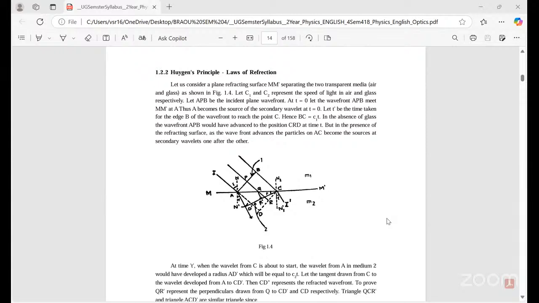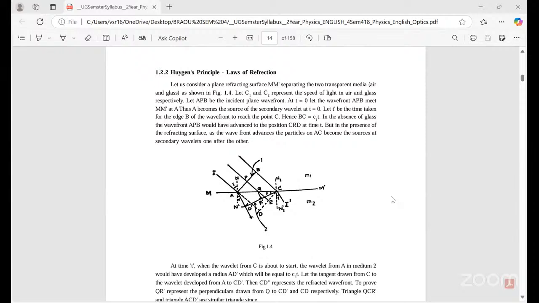One is the rarer and another one is the denser, air and glass. Here c1 and c2 represent the speed of light in air and the speed of light in glass. So from the diagram, what is the incident plane wavefront?